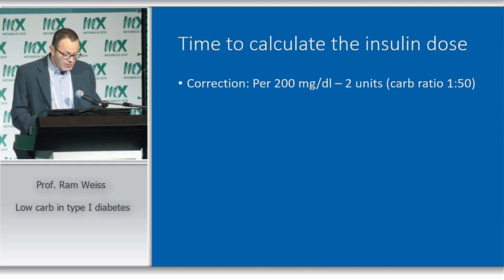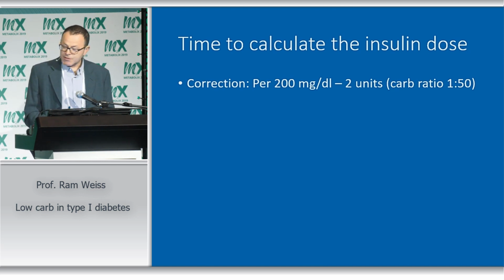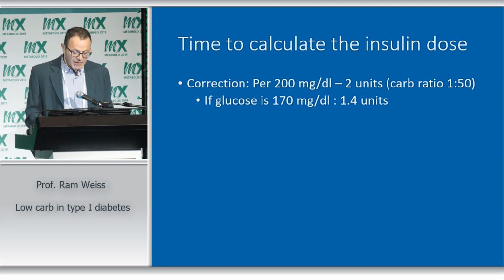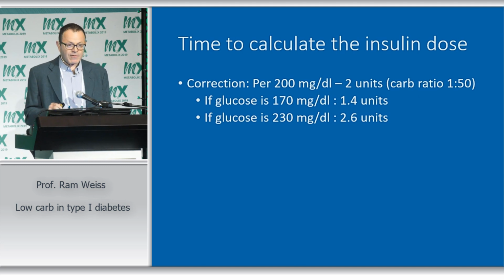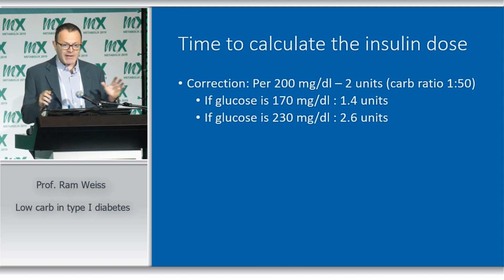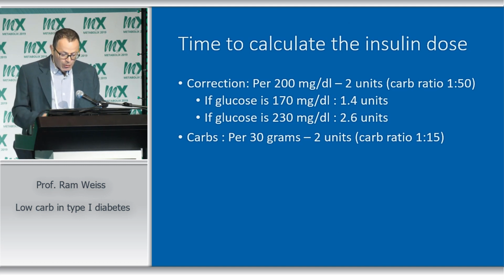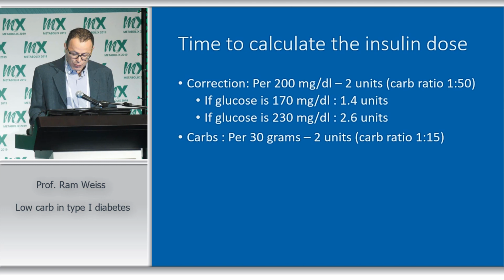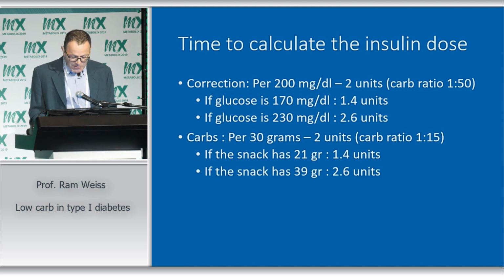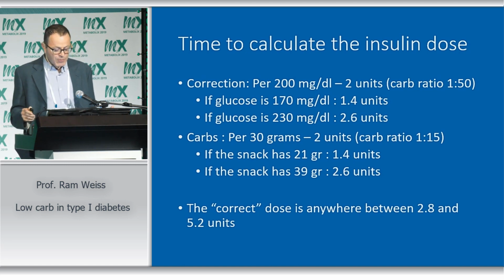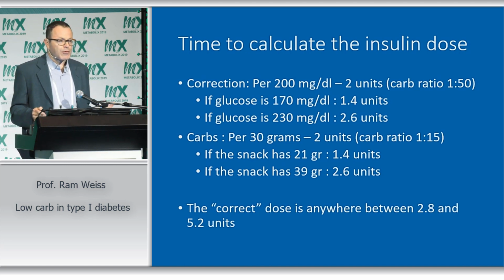So if blood glucose is actually 200, they would need 2 units based on this carb ratio. If it's 170, it's actually 1.4 units. And if it's 230, it's 2.6 units, and we're not talking about trends and where the glucose is going. I tried to make this simple. For the 30 grams of carbs that they finished, as I said, they need 2 units for that too. The carb ratio is 1 to 15. So if the snack has 21 grams, which is probably closer to the truth, it's actually 1.4 units. And if it has 39 grams, it's 2.6 units. So the correct dose is anywhere between 2.8 and 5.2 units for the patient.